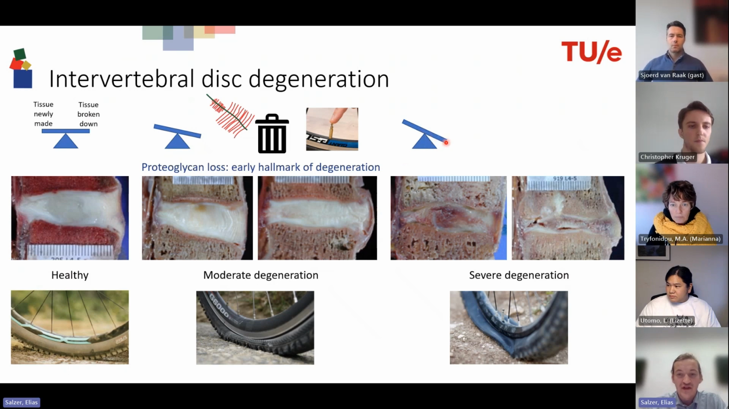So after some time, there's even more tissue broken down and even less tissue made. There's even less cells that can make tissue. And you can see that these changes are also progressive. So disc degeneration is progressive. And in the end, when we have severe degeneration, it is comparable to a flat tire.